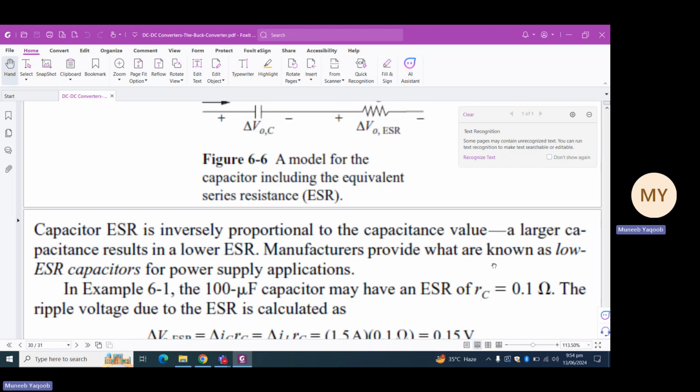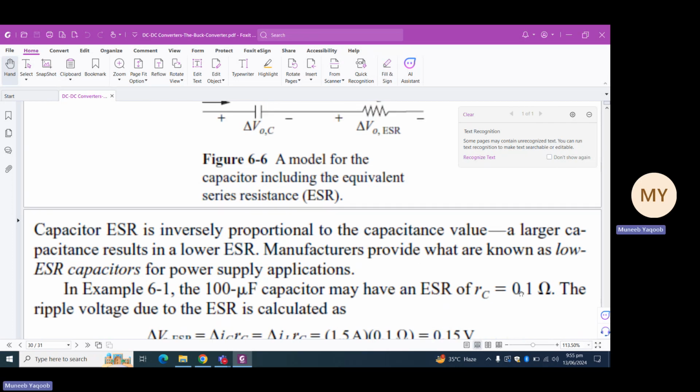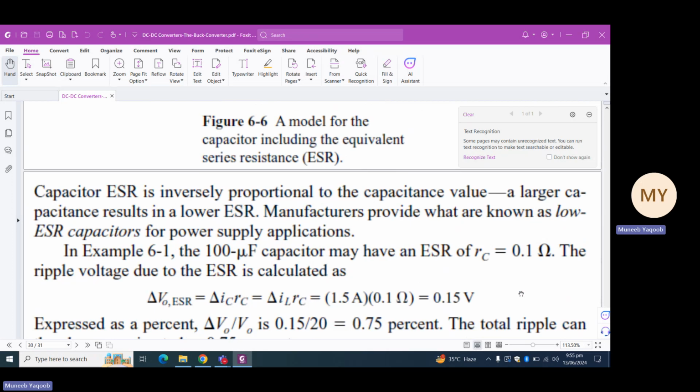Now for the previous example, if we calculate the ripple voltage due to this ESR, if the capacitor series resistance is 0.1 ohm, which is a very nominal value, and we multiply this with delta IL, that is 1.5 ampere, we get 0.15 volts, which is much bigger than the voltage lost due to simple capacitance.